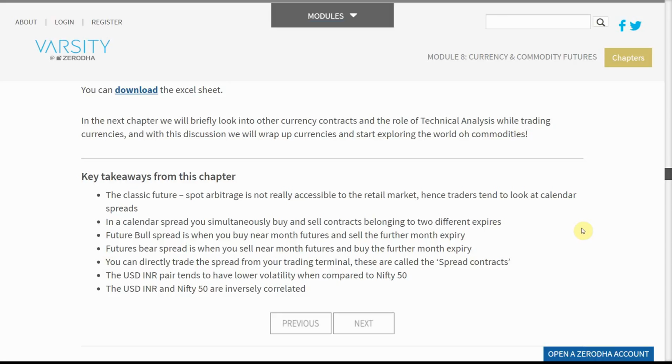Key takeaways from this chapter. The classic future spot arbitrage is not really accessible to the retail market. Hence, traders tend to look at calendar spreads. In a calendar spread, you simultaneously buy and sell contracts belonging to two different expiries. Future bull spread is when you buy near-month futures and sell the further month expiry. Futures bear spread is when you sell near-month futures and buy the further month expiry. You can directly trade the spread from your trading terminal. These are called the spread contracts.